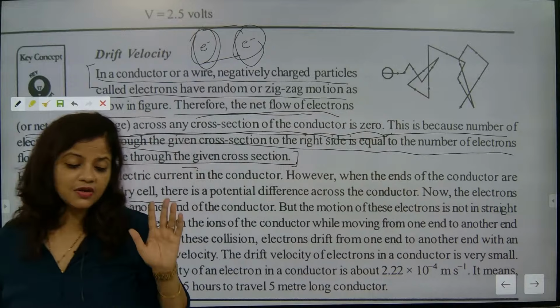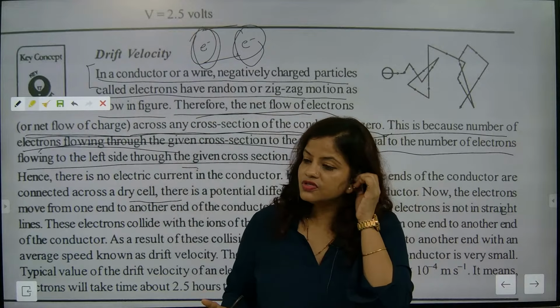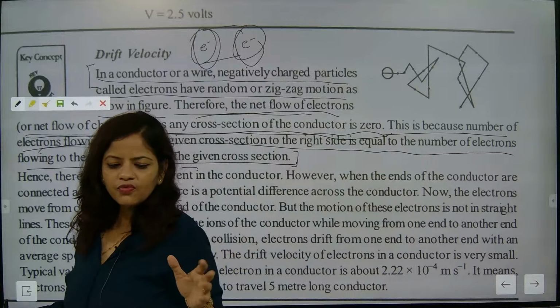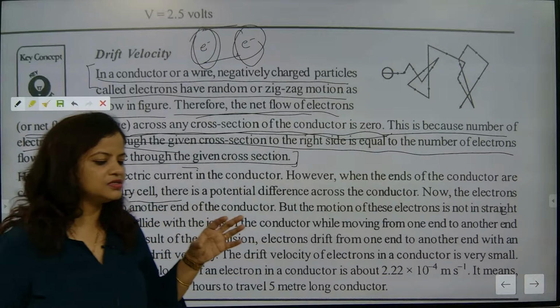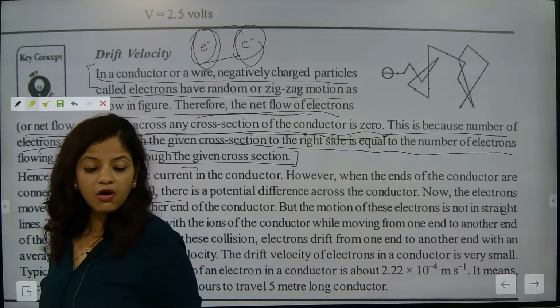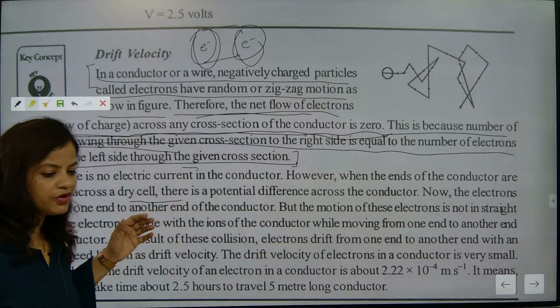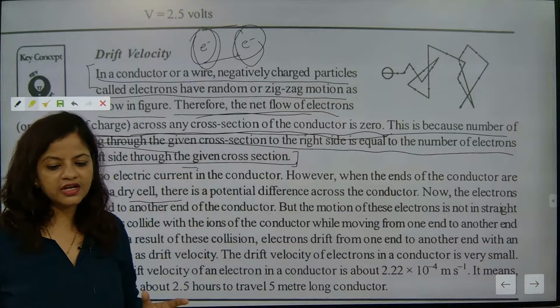Electrons are present in the outermost orbit of conductors. They are moving in a zigzag manner, in a zigzag pattern. But what problem happened? They are not able to conduct current because their net flow is 0. What is the net flow?